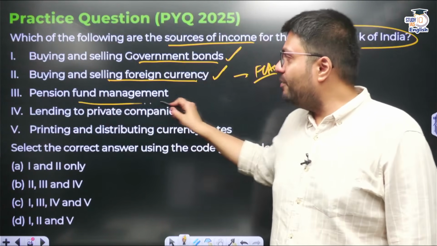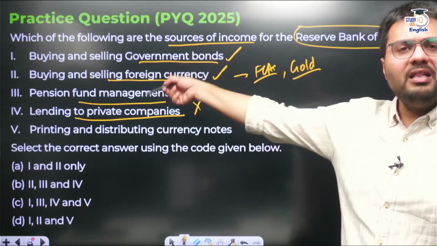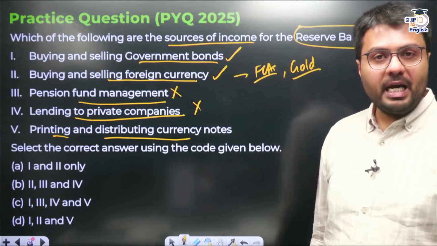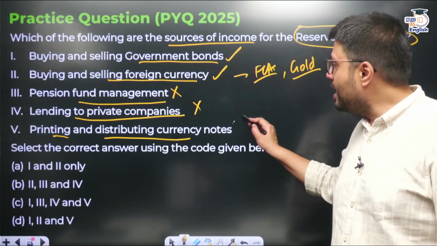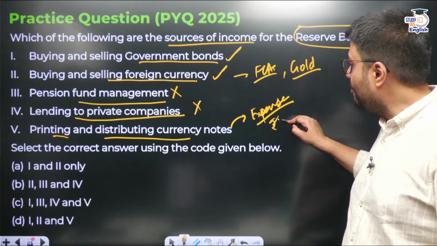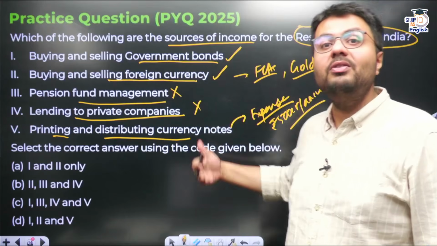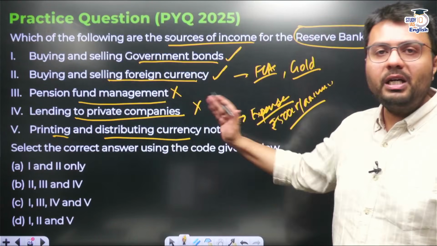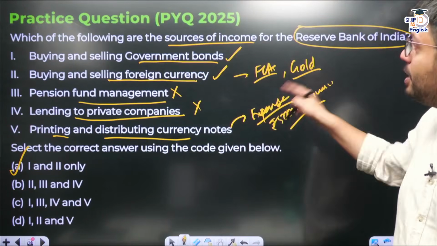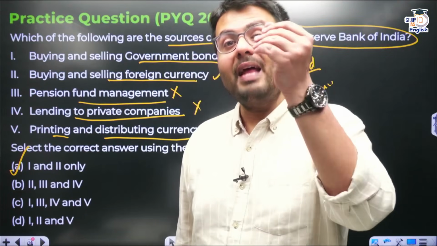Does RBI involve itself in pension fund management? No, it does not. Does RBI act as a banker to the private companies? No, these are generally done by the scheduled commercial banks of India. Now, what about printing and distributing currency notes? Are these sources of income of the RBI? No. It is basically an expense that RBI incurs every year, amounting to roughly 5,000 crore rupees per annum. So this is not a source of income, rather this is an expense. So from this question, what is the right answer? 1 and 2, that is option A is your right answer to this question. So how are you able to solve this question? Because you have understood this topic in great detail in as simple a manner as possible, right?